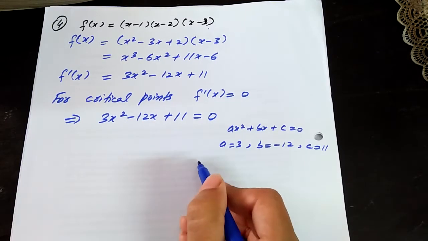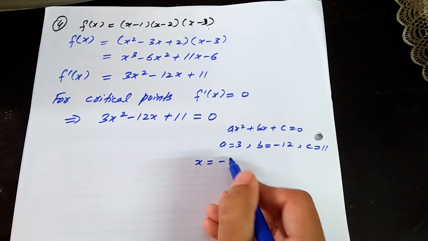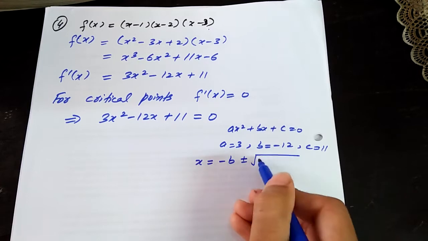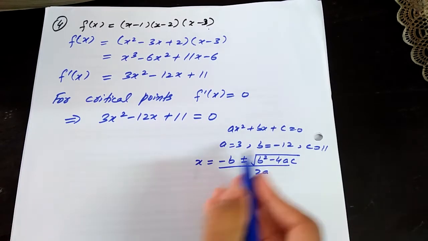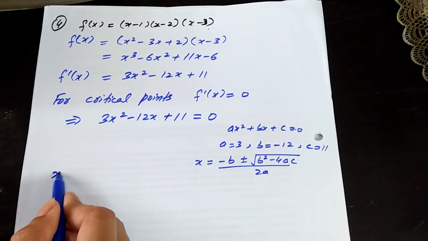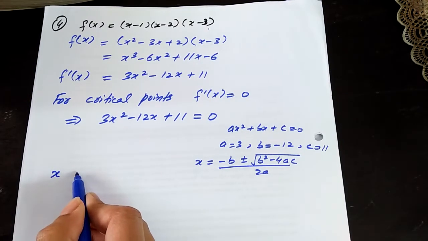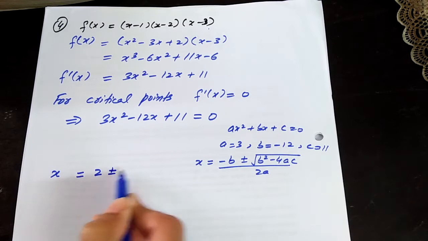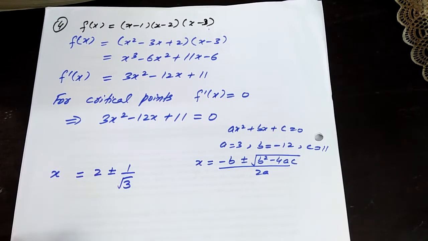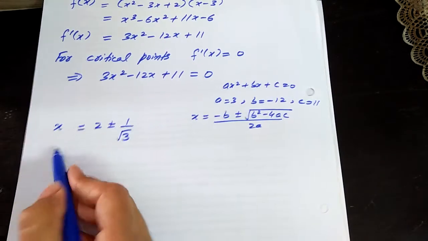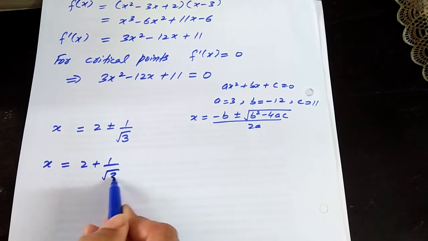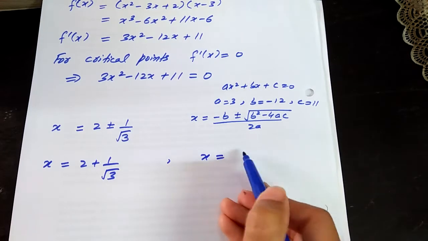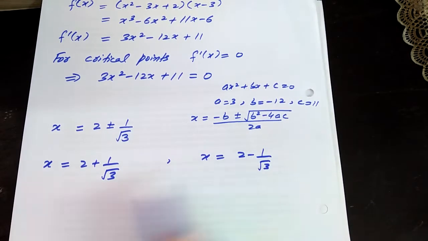And the quadratic formula you know very well, that is x equals minus b plus minus under root b^2 minus 4ac over 2a. Now use these values inside, and we'll get the values of x as x equals 2 plus minus 1 over under root 3. Now we have two critical points. The one is x equals 2 plus 1 over under root 3 and the other one is x equals 2 minus 1 over under root 3.